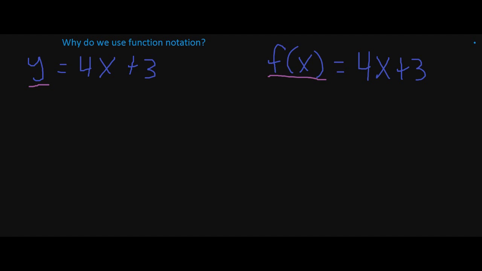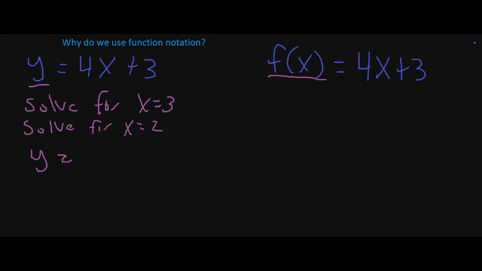So usually when you see a problem in the past, you would have got something like solve for x equals 3, solve for x equals 2. Now if we try to solve that using the method that you guys have known for a while now, we're going to plug in 3 for x because it tells us x equals 3. So we're going to get 4 times 3 plus 3. Well, this is just going to be y equals 4 times 3 is 12 plus 3 is 15.